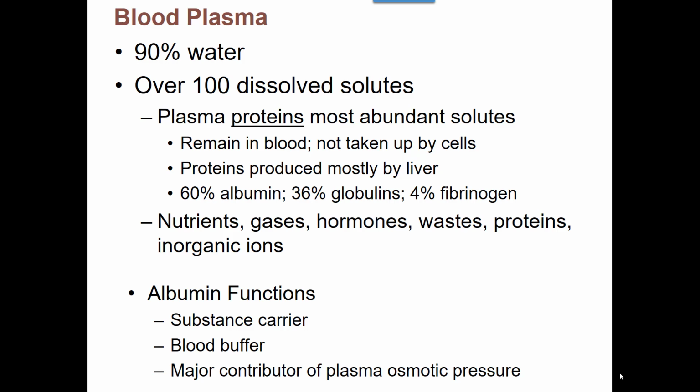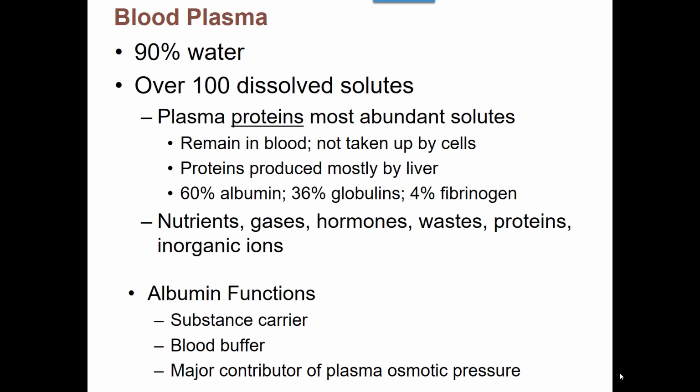There are plasma proteins that hang out in the plasma of the blood. Some are produced in the liver and end up stored in the blood. One of the top proteins we find in plasma is albumin, which, looking farther down on the slide, has several functions that we'll see in later units as well. It's a substance carrier. It's a protein that can carry other things. It's a blood buffer, helping maintain that narrow pH. It's also a contributor to our plasma osmotic pressure, which is the pressure that keeps water in the bloodstream.